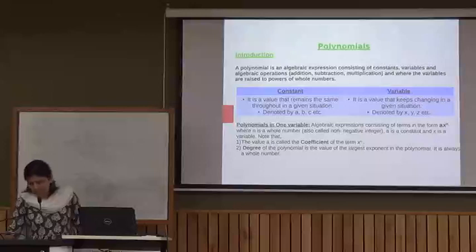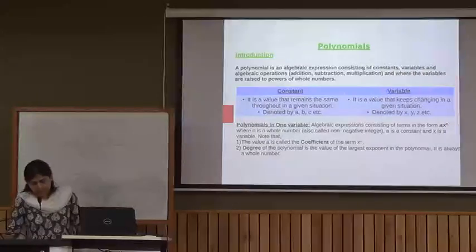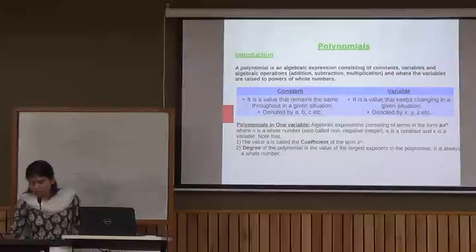Now, algebraic expressions consist of terms in the form of ax power n, where n is a whole number, also called a non-negative integer, and a is a constant and x is a variable. Here, the term a is called the coefficient of the term x power n. Further, the degree of the polynomial is the value of the largest exponent in the polynomial. It must always be a whole number. Whole numbers are also called non-negative integers.